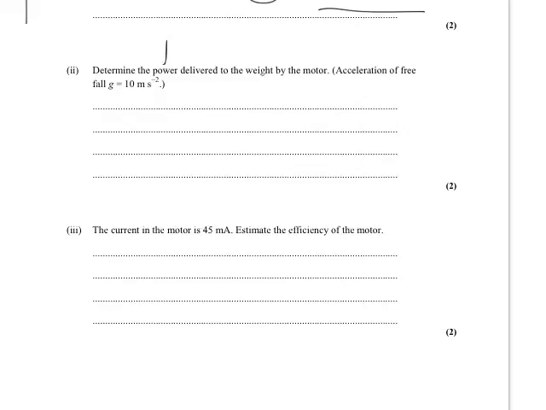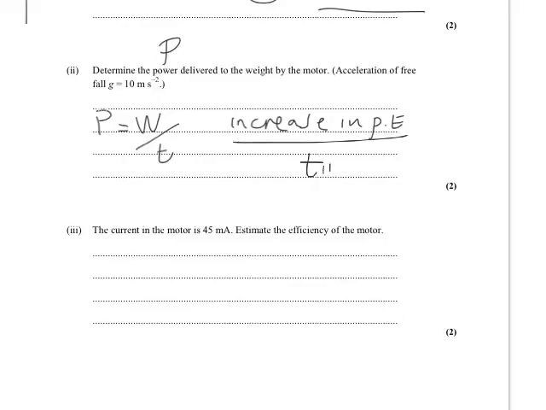Determine the power delivered to the weight by the motor. The acceleration of freefall can be considered to be g equals 10. Okay, now power is simply work over time, work being the energy transferred. In this case, it would be kinetic to gravitational. The weight is going up. So if you can work out what the increase in potential energy is, then you could work out the power by simply dividing that increase by time.